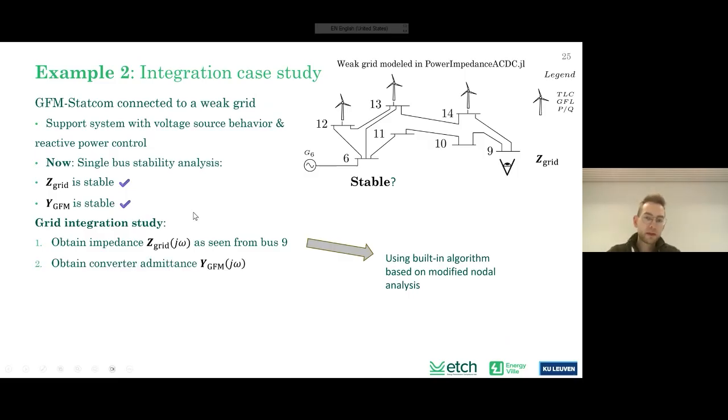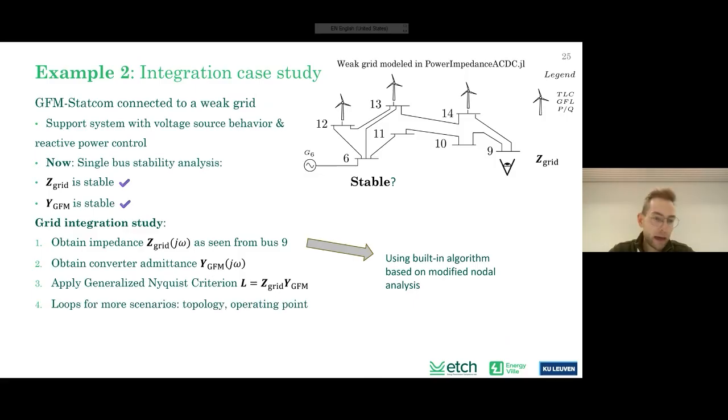Then we obtain the converter admittance. Modeling the converter in PowerImpedance is very straightforward. So we can also do grid forming StatCom, that's not a problem. Then applying GNC to check whether the feedback connection is stable. And then you can add some sugar on top to loop through a couple of scenarios. For example, you might want to check the stability of the system when the topology in the grid changes, or when the operating point changes.